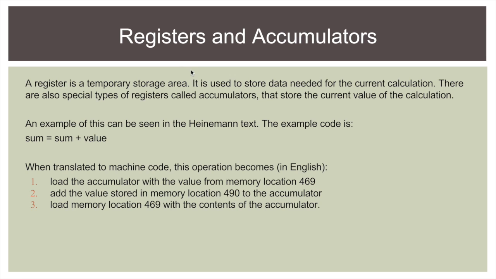So we have registers and accumulators. A register is a temporary storage area. It's used to store data needed for the current calculation. And there are also special types of registers called accumulators, which store the current value of the calculation. An example we can see in the Heinemann text is the code sum equals sum plus value. When we change that to machine code, we get a whole stack of 1s and 0s, but translated to English, we get something along the lines of: load the accumulator with the value from memory location 469. Add the value stored in memory location 490 to the accumulator. Load memory location 469 with the contents of the accumulator. Obviously these numbers are made up, but they're just representative of what could be a valid instruction.